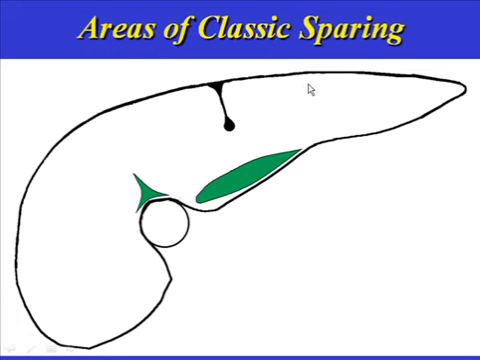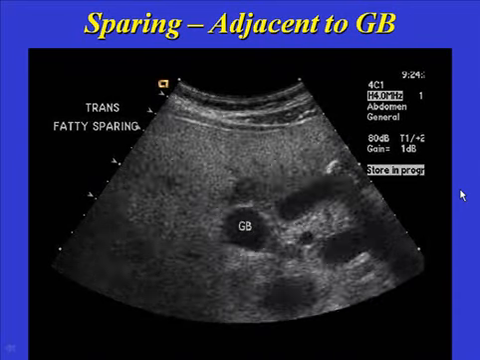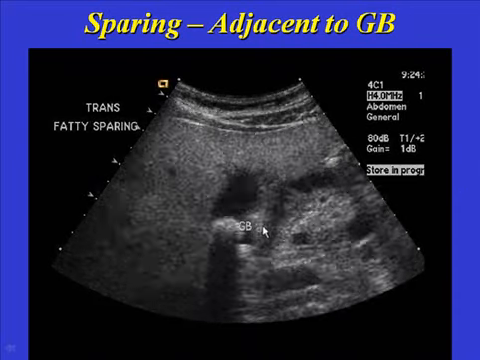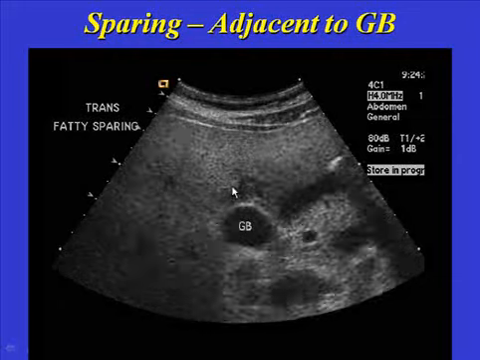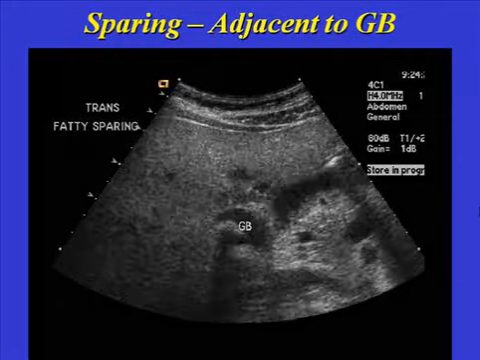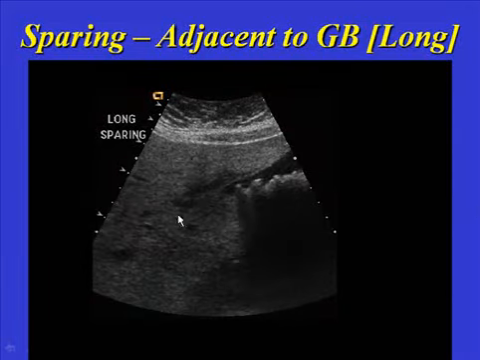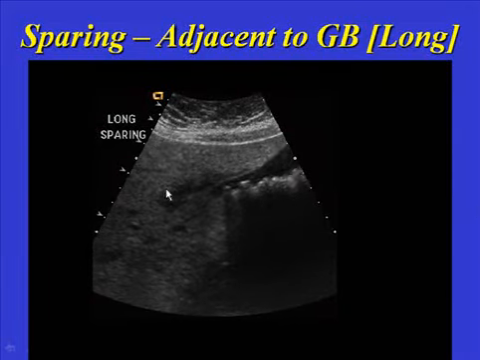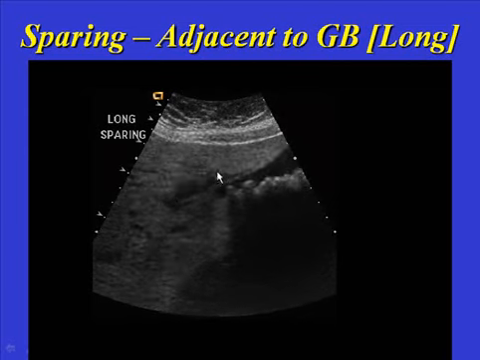And of course the gallbladder region is another area that is commonly affected by sparing. And here's one such gallbladder that has a very prominent spared area. Again, don't confuse this for a mass. This is diagnostic for fatty liver. Here's a long axis view. And here again we have sparing adjacent to the gallbladder.